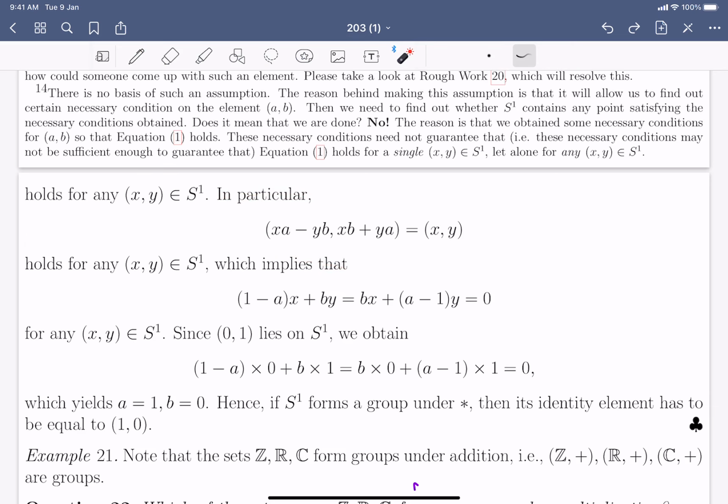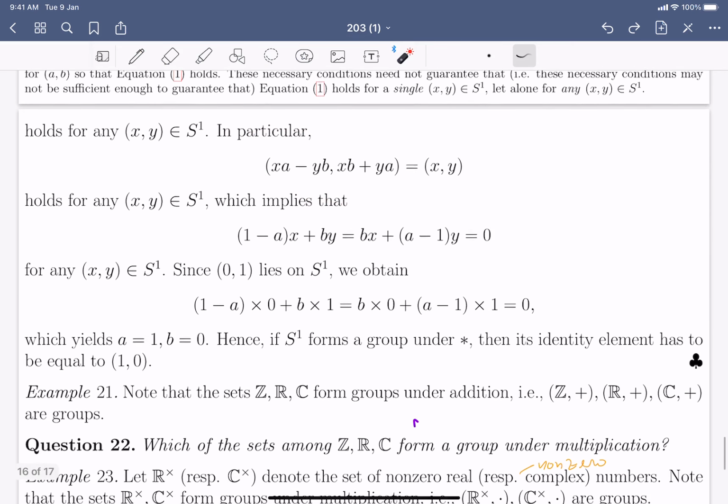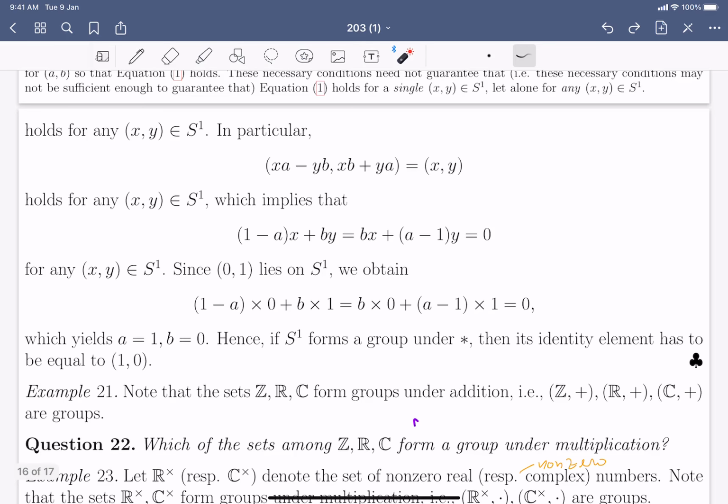Yeah, so this equality has to hold, and this holds for any (x, y) inside S1. Now you can substitute any of your favorite (x, y) to see what happens. So you can substitute (0, 1), for instance, and that will tell you that A is 0 and B is 1. It follows that if S1 forms a group under this operation, then the identity element has to be equal to (1, 0). There is just no other option.